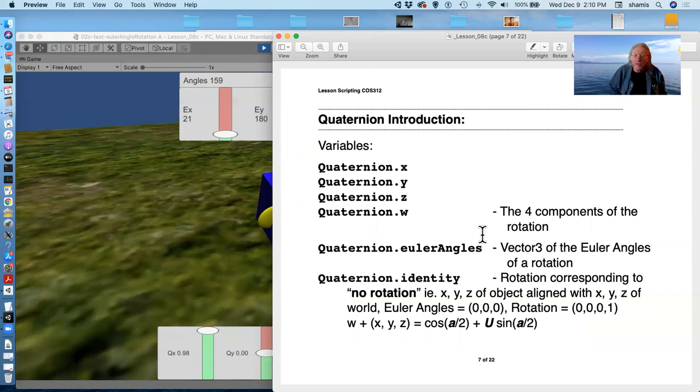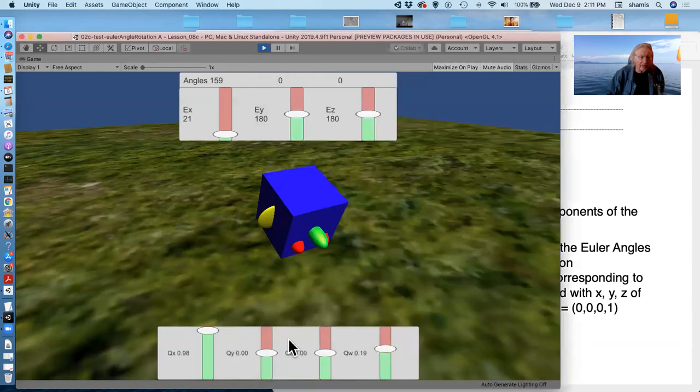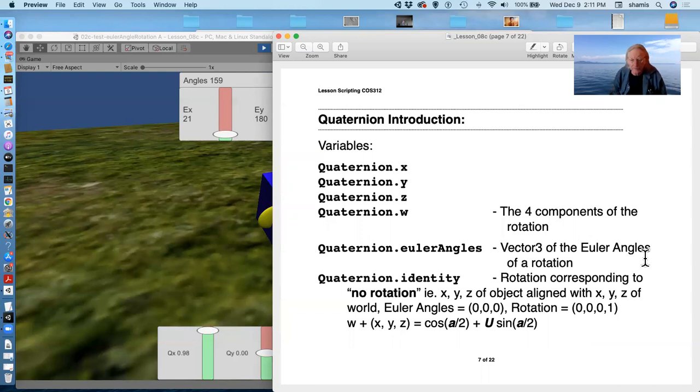The various properties of the quaternion class, first of all, we have the x, y, z, and w components of the rotation. And these are shown down here as I do this rotation, the x, y, z, and w components of my rotations. There are various methods in the quaternion class, one of which is Euler angles, that returns a Vector3 of the Euler angles of a rotation.